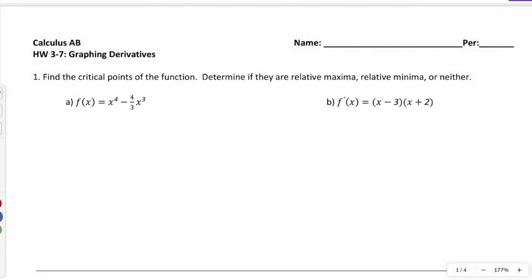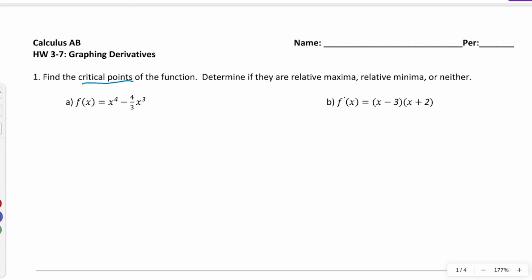Hey y'all, welcome back. On tonight's homework, we are going to be answering all kinds of questions related to derivatives, their graphs, second derivatives. We'll probably be using some first and second derivative tests. But really, overall, we're just trying to analyze these graphs and the connections between f, f prime, and f double prime. Number one says, find the critical points of the function.